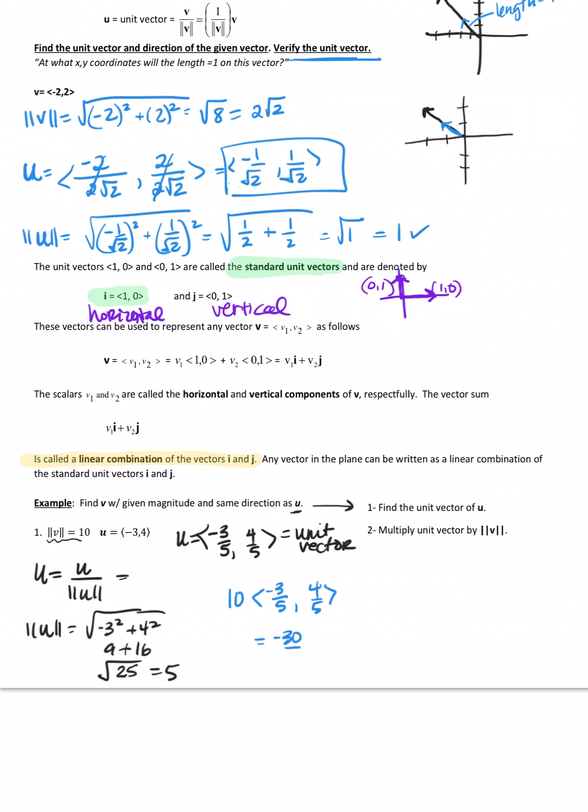When I do that, what do I get? I get negative 30 over 5 and 40 over 5. And I can clean that up, reduce it down. So I have negative 6 and 8. This gives me v, right? It gives the same magnitude as u and the same direction as u. Okay? Now, let's try another one.